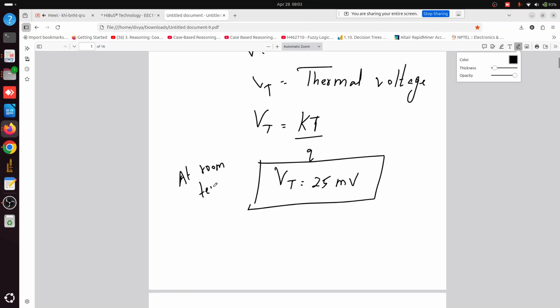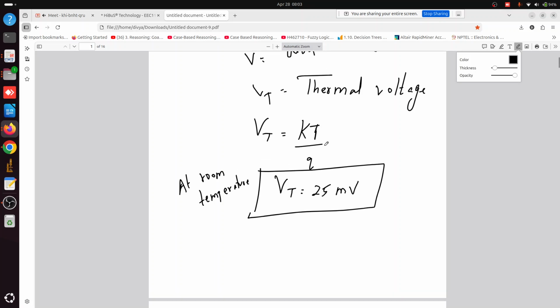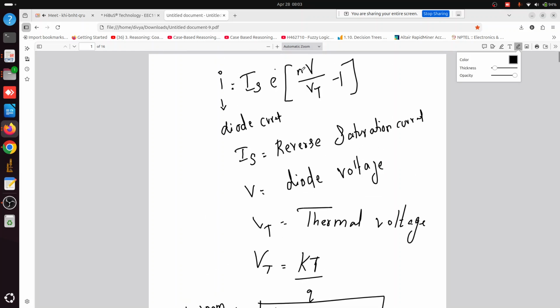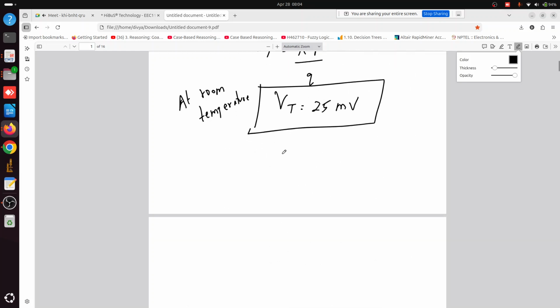Did you understand the diode formula? Actually, there is one more mistake here. N should be here, N into VT. I forgot to tell about N. N is called the ideality factor.